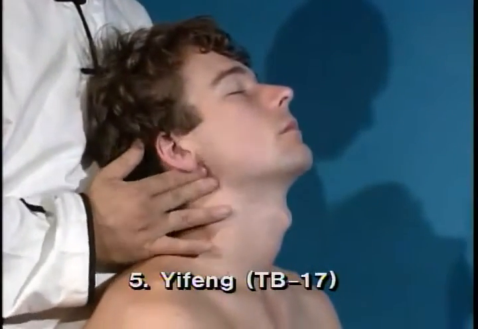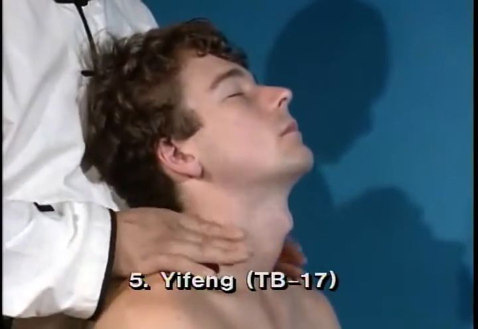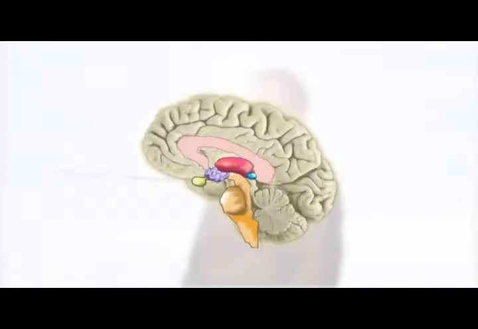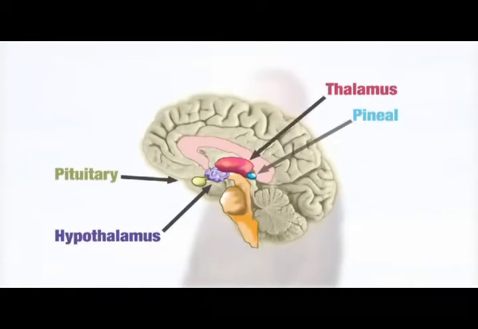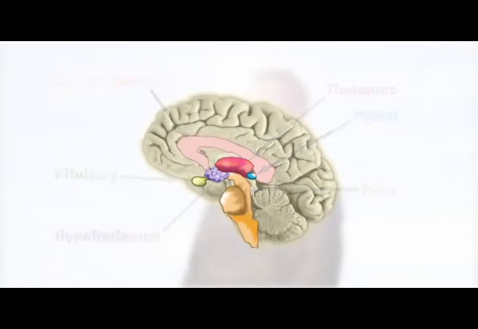Smooth qi and blood circulation can prevent or even cure headaches. In addition, giving the brain cells enough qi will slow down the natural process of degeneration. Qigong practitioners believe that the first requirement for a healthy body is to keep the brain cells healthy.